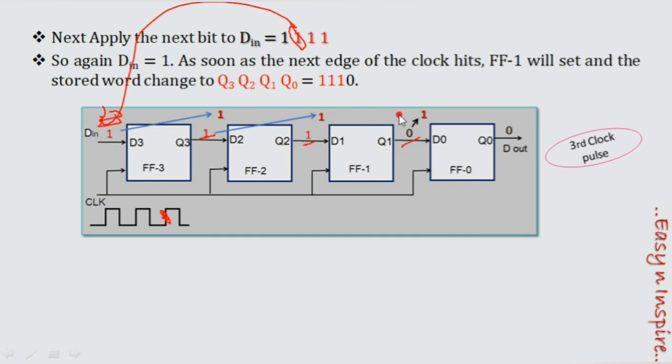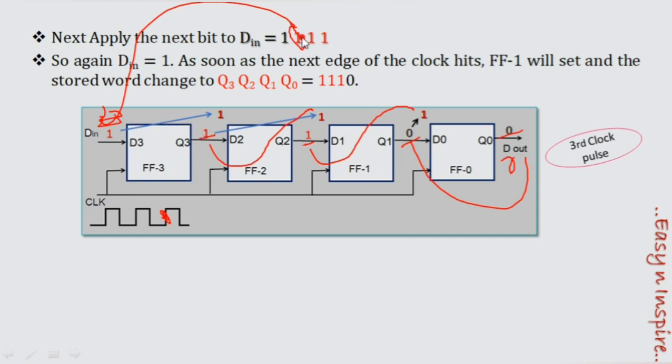Don't consider this one. These are outputs. These are inputs. So all these are my previous outputs. For this flip-flop, 0 is my input. See here, for this flip-flop, 0 is my input. So it is going to produce 0. For this flip-flop, 1 is input. So it is going to produce 1. For this flip-flop, 1 is input. So again it is going to produce 1.